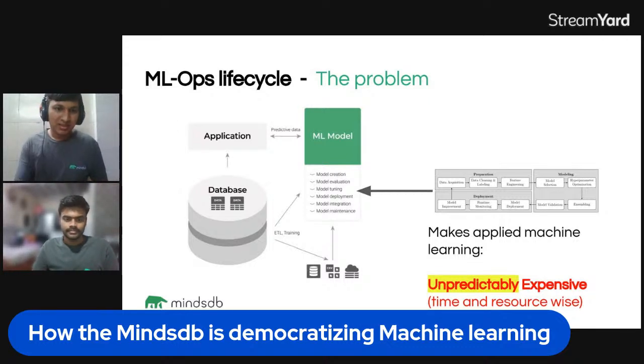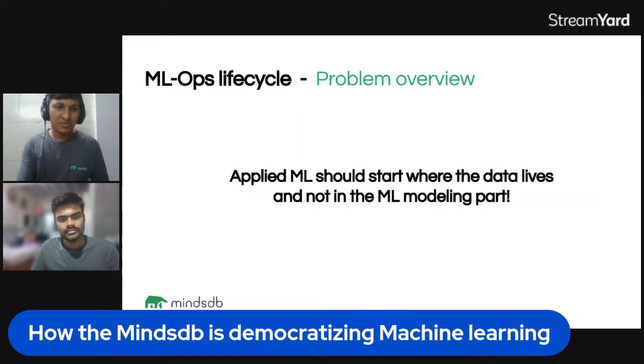Yes, Rishikesh. You can see application here. You can see ML model. You can see data sources. So it is a multi-way model. So it is hectic and complexity is much more.